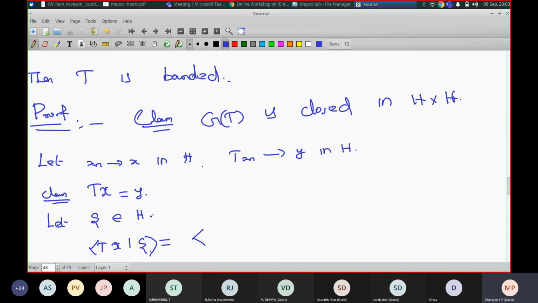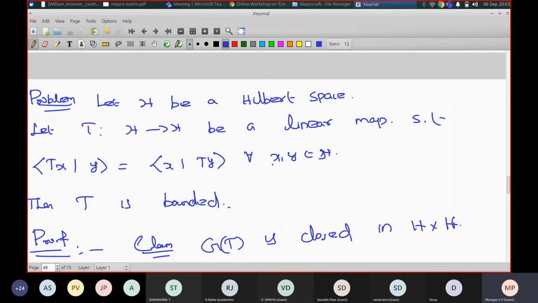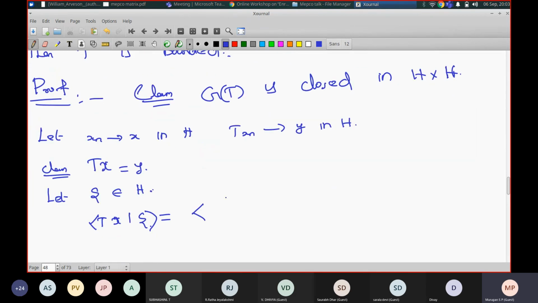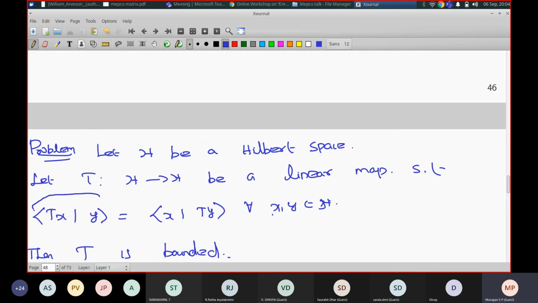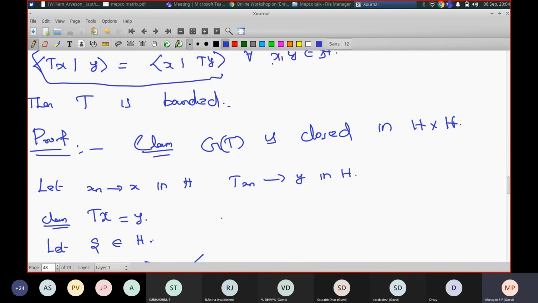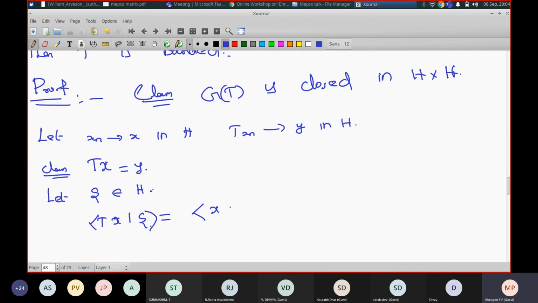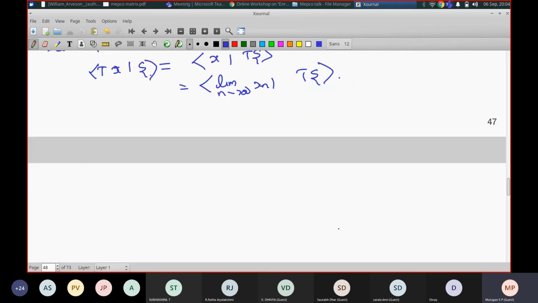So by the definition of T, you can push this side, right? I mean, you can use this condition here. From that you will write x, T psi. Okay, then what is x? x is the limit, right? You can write it as limit n tends to infinity, xn, T psi. Okay, then what will you do?